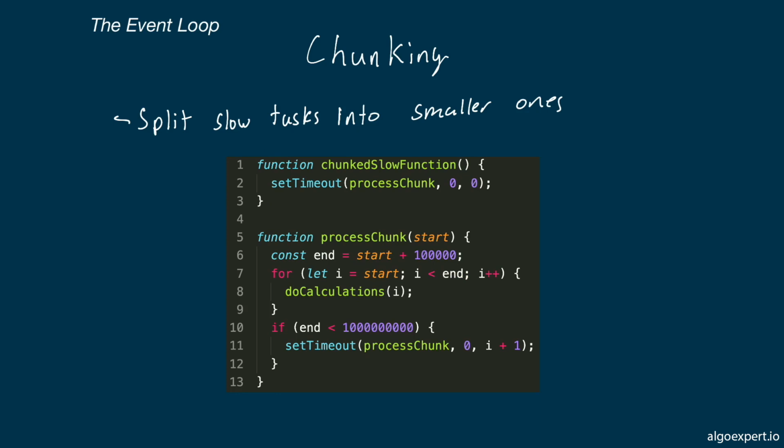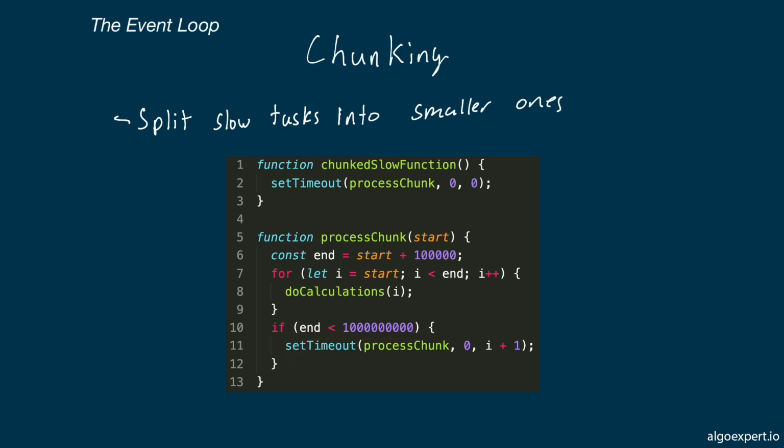The idea here is to split tasks into smaller ones, usually by taking advantage of timers. In this example here, we call setTimeout with the process chunk function and no delay. We also pass 0 as an argument. Inside of the process chunk function, we process 100,000 iterations of this loop, but you would need to determine how many to process based on your own use case. Then we call another setTimeout to call process chunk again. This would keep happening until we hit this huge end value here.